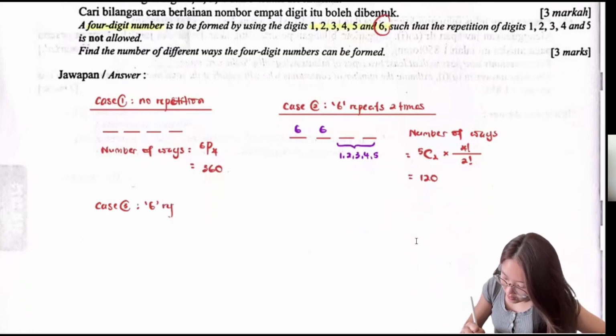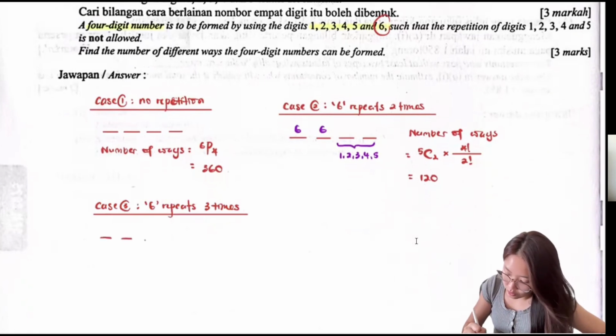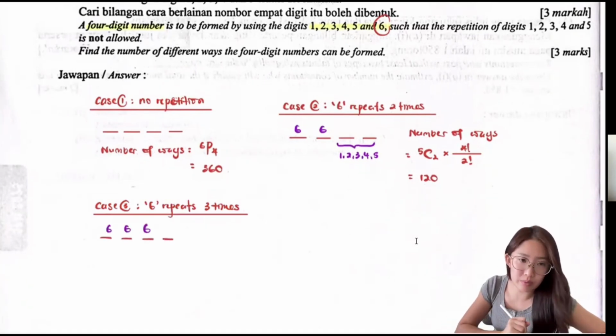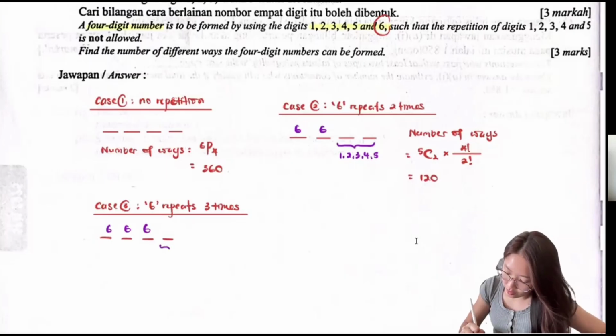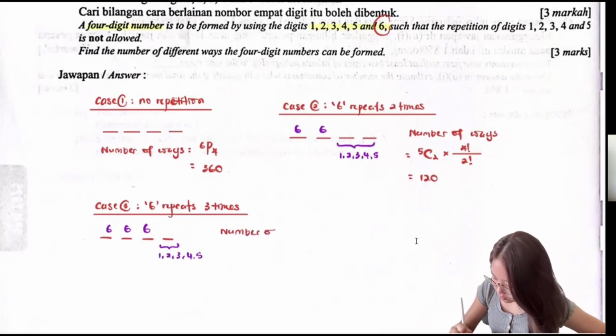That 6 repeats 3 times. Okay, so 1, 2, 3, 4. The 3, 6 can be anywhere. I'm just giving you an example over here. So this number can be 1, 2, 3, 4, 5. Okay, so number of ways.